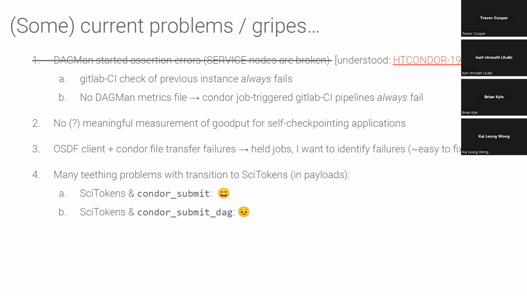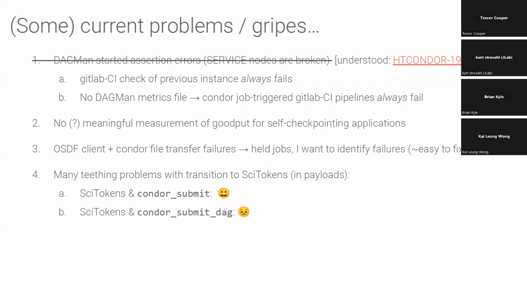I alluded to this as well. I think I'm right in saying that we don't have an easy, meaningful measurement of goodput for self-checkpointing applications. The typical measure that we use, as far as I understand it, is the committed time over the remote wall clock time, and the committed time gets reset after every checkpoint. That would be really nice to fix, because one of the pipelines where I would really like to know what the goodput looks like is very much a self-checkpointing application. And then the rest of these are basically related to authentication and file transfers.